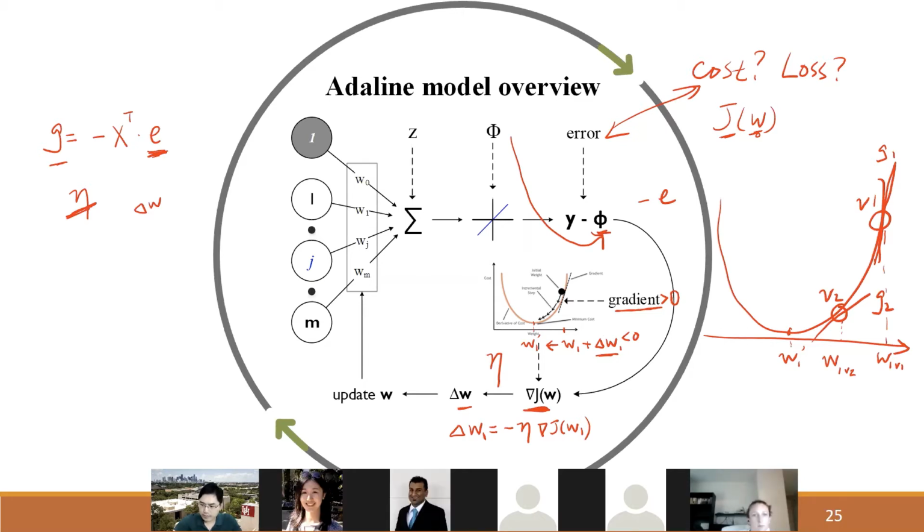Do we always start with some random weights? How do we generate those random weights? Yes. An alternative to that is to use 0, because you don't have a good guess. So either you start from random or you start from all 0.